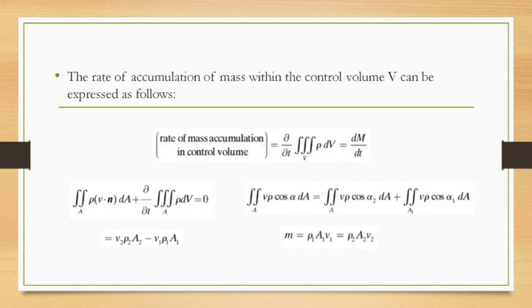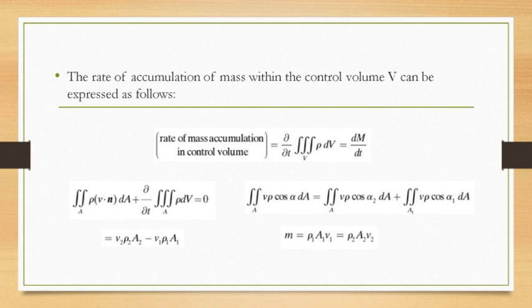The rate of accumulation of mass within the control volume can be expressed as follows. Here is the second formula, and the third formula is the rate of accumulation of mass within the control volume. We then make some rearrangements to obtain the same formula that we obtained previously.